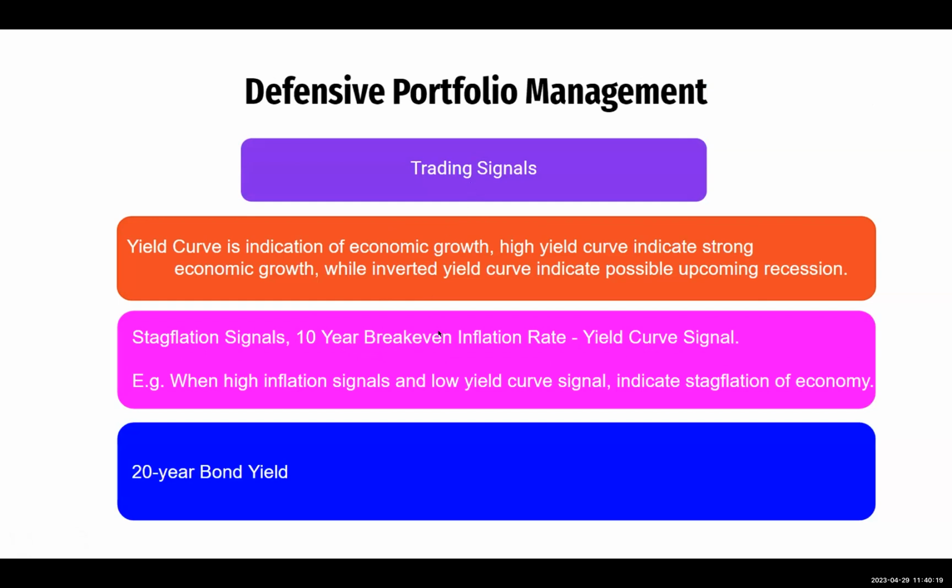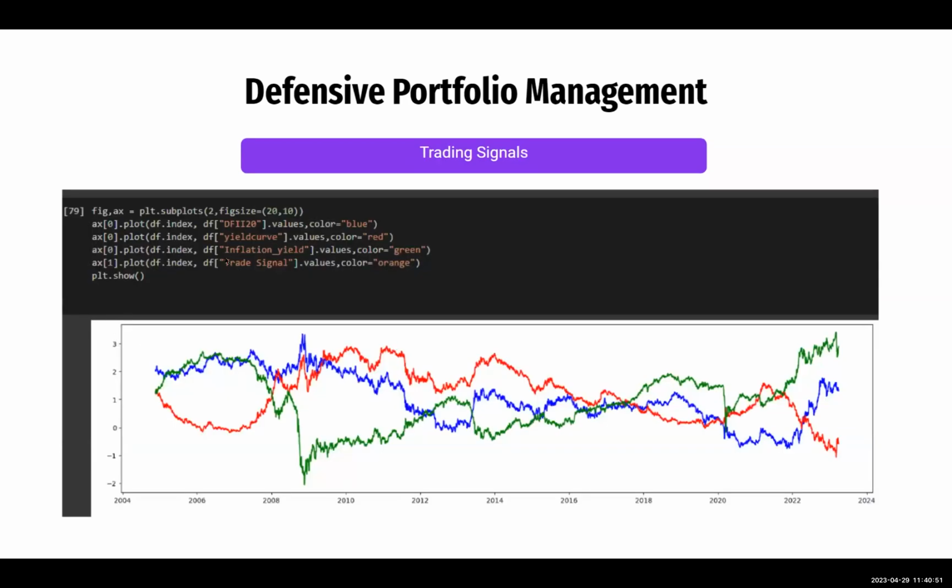So these are the trading signals we use. For the U curve and bond yield, it is still the same, but we compute a new signal called the stagflation signal. It basically uses the 10-year break-even inflation rate, which means the expected inflation, minus the U curve signals. So if the stagflation signal is high, it indicates high inflation and slow economic growth, which signals the gold investment.